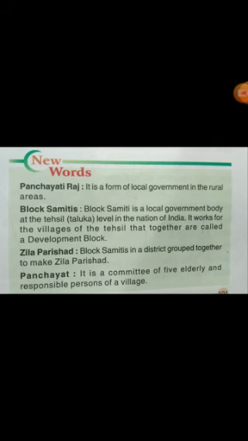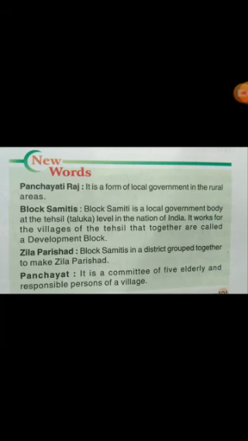And the next point is that it has helped in improving the general condition of the people through welfare activities. That means a village can easily implement welfare activities for its people so efficiently.